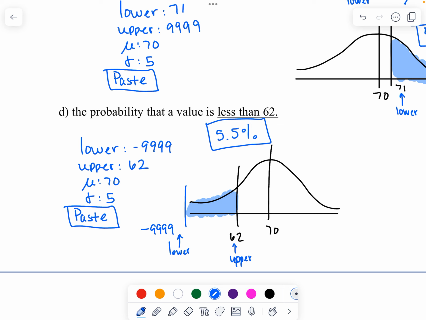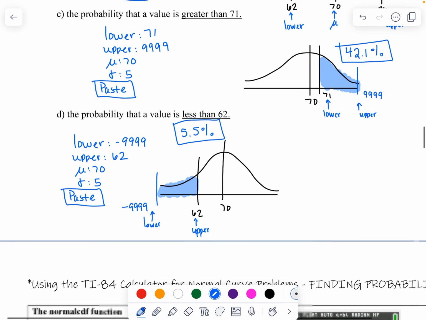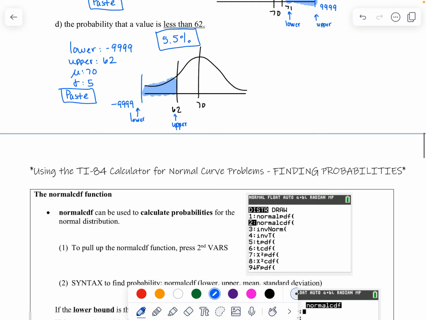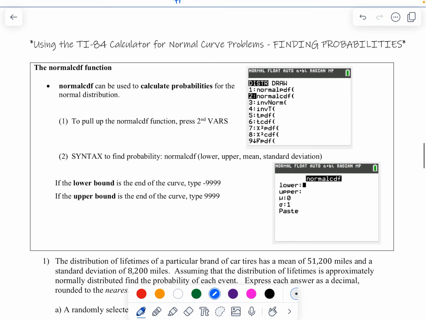Okay, so that really is everything in terms of how to use the calculator to add up percentages underneath the normal curve when you don't have the actual curve in front of you to look at. If you look a little bit further down in your notes on the next page, there's a nice visual of what you should have been seeing in your calculator. So the first picture there is what you should see when you click second vars. Press second and then vars, that's the distribution menu.